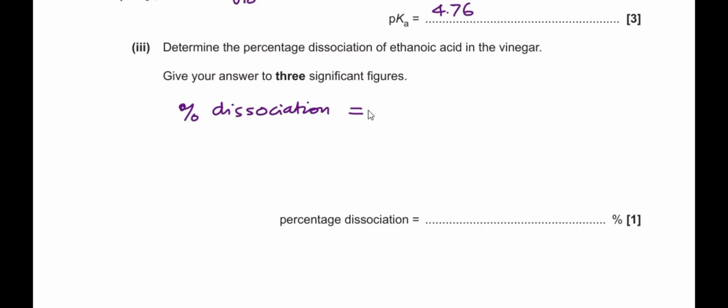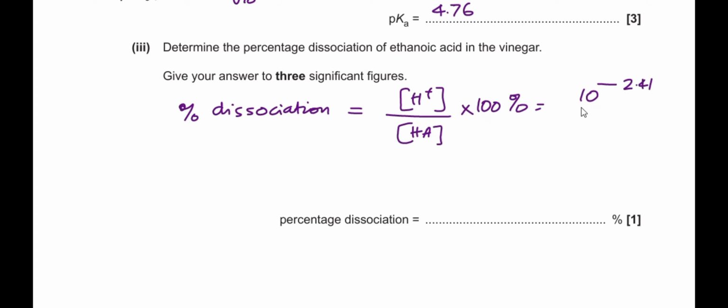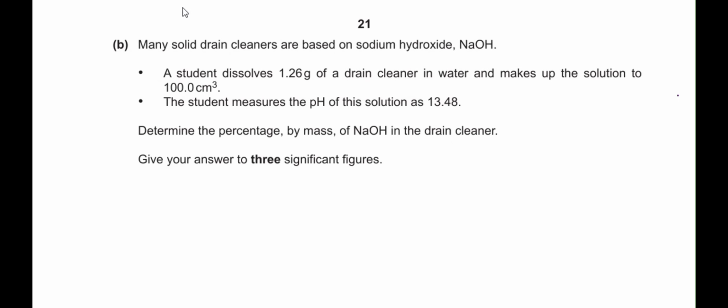is equal to hydrogen ion concentration out of the acid concentration times 100 written as a percentage, which is equal to 10 to the power of minus 2.41, which was the pH, divided by the concentration of the acid 0.870 times 100. That gives us to 3 significant figures, 0.447%.